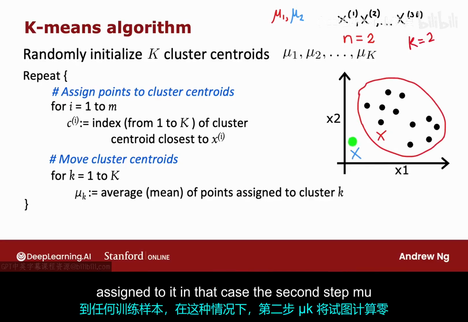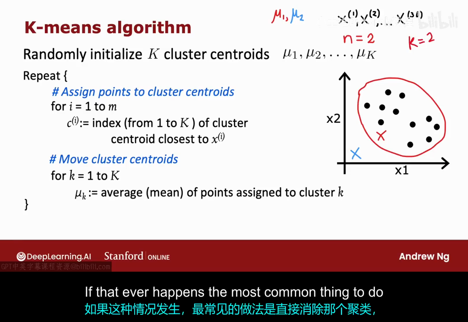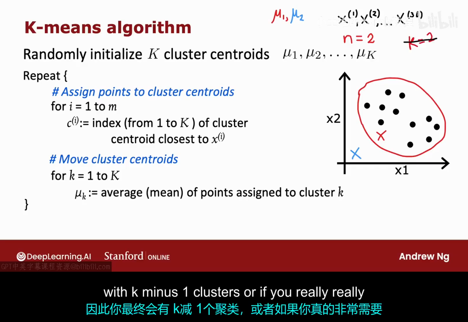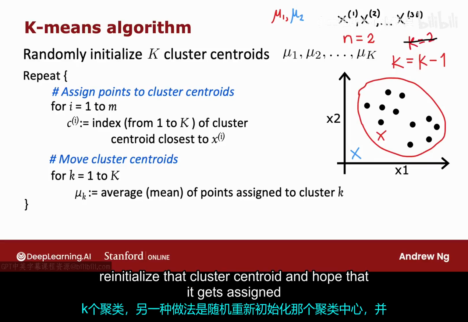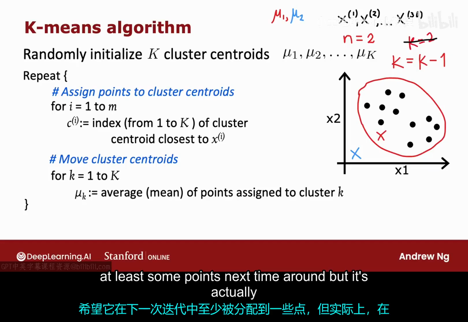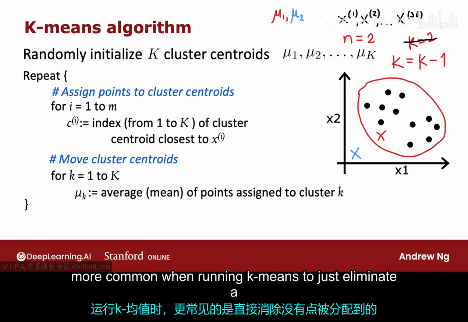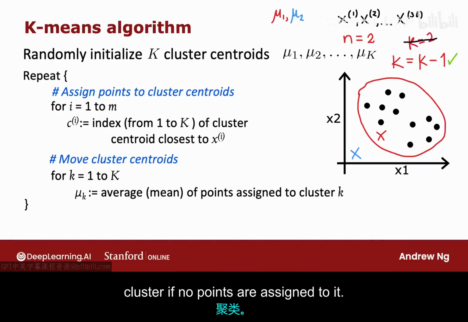0 training examples assigned to it. In that case, the second step, mu k, would be trying to compute the average of 0 points, and that's not well defined. If that ever happens, the most common thing to do is to just eliminate that cluster, so you end up with k-1 clusters. Or if you really need k clusters, an alternative would be to just randomly reinitialize that cluster centroid and hope that it gets assigned at least some points next time around. But it's actually more common when running k-means to just eliminate a cluster if no points are assigned to it.